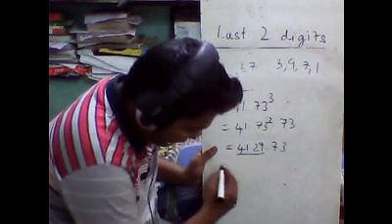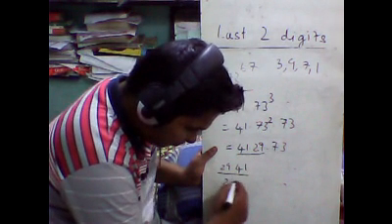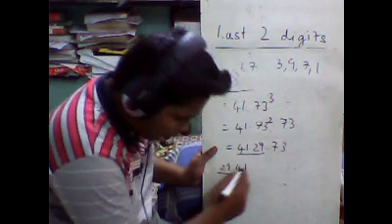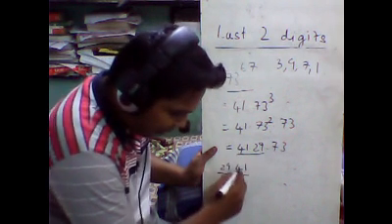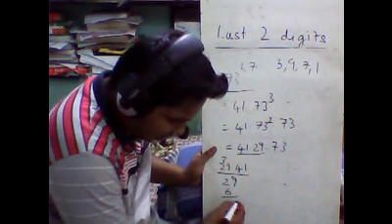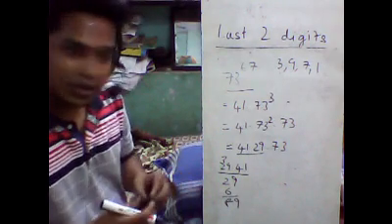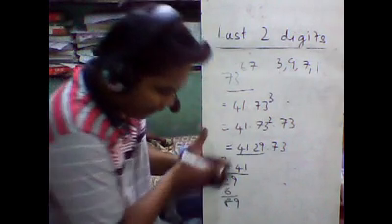Let us take 29 into 41. 1 into 29 is 29. 4 into 9 is 36. This is enough. 9, 8, 89. So the last two digits of 41 into 29 is 89.